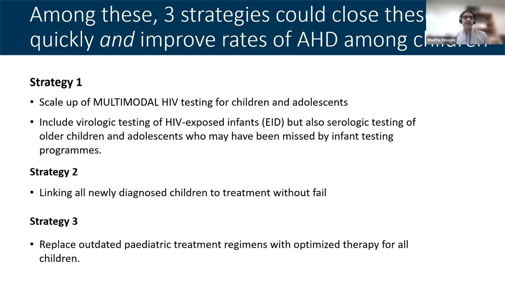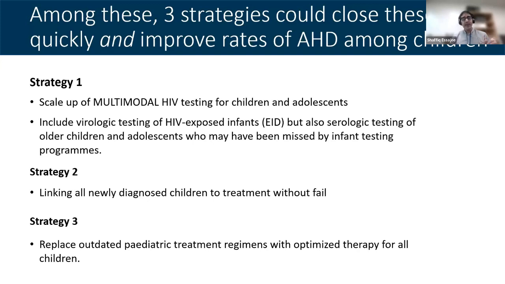So the first strategy is really scaling up a multimodal approach to HIV testing. And this should include virologic testing, but for too long, early infant diagnosis has been the end-all of pediatric HIV testing. It doesn't need to be. Serologic testing of older children is critically important. And in some of the work that we've done with partners in many countries that are part of the Alliance, we have seen the value in strategies such as family index testing to try to really find children that were missed by infant testing.